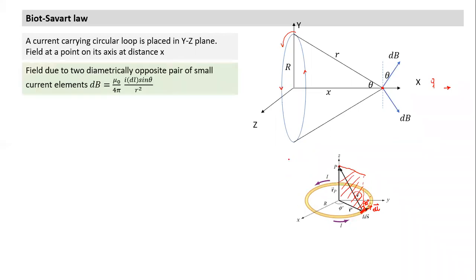So we will take a diametrically opposite pair of small current elements. If we take one element here, and the other element of the same length, then because of symmetry, one creates a field dB and the other will create a field of the same magnitude. Let's try to understand the direction. If this is the element, this is the r vector. We have taken this r vector in such a way that it lies in the plane of the drawing. We know the field has to be perpendicular to the r vector.